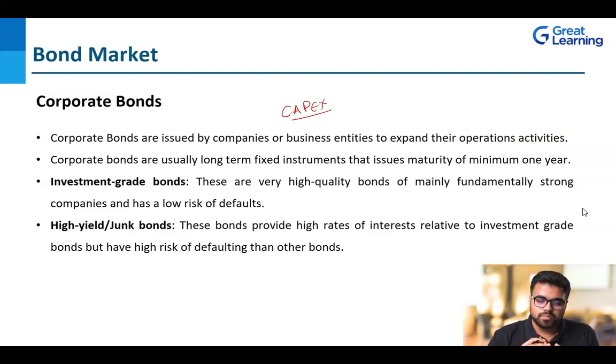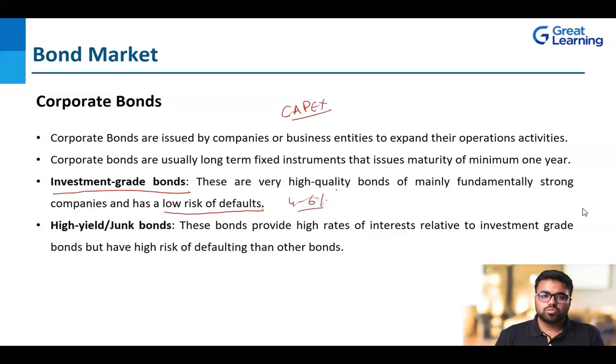But also then there are some companies that are not very known. They are small capital companies, and they also roll out their bonds. So what would happen is that they would have a higher risk of defaulting. So the first type is called investment grade bonds. Investment grade bonds are very high quality bonds and are more often for fundamentally strong companies, as I mentioned, like Reliance or Tata. And they also have a lower risk of default, but also a lower interest rate. So their interest rate would be very less, let's say 4 to 6% at max. So this would be an interest rate of a corporate bond of a big company.